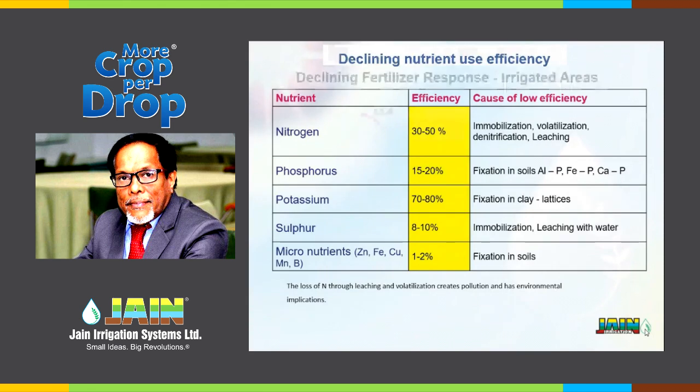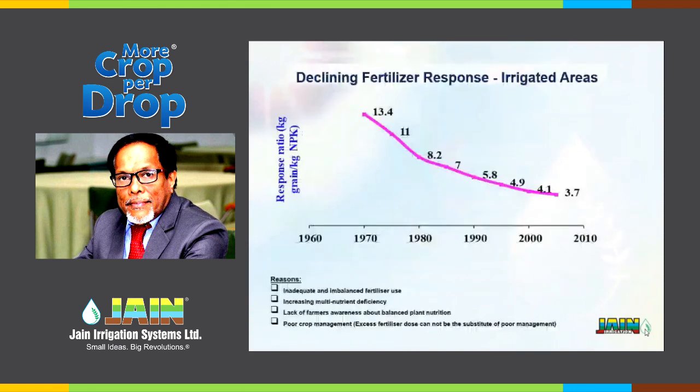Now, from 1970 to 2000, again, a government study, they have plotted the response ratio, kilogram grains per kilogram NPK. You saw that. In 1970, we were in a reasonable, comfortable position. 13.4 kilogram of grain is produced per kg of NPK used. But now, less than 3.7.